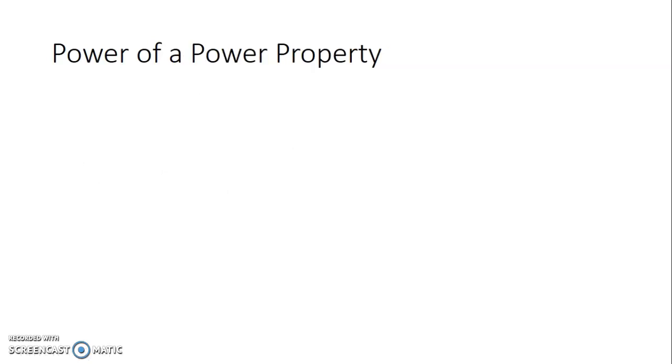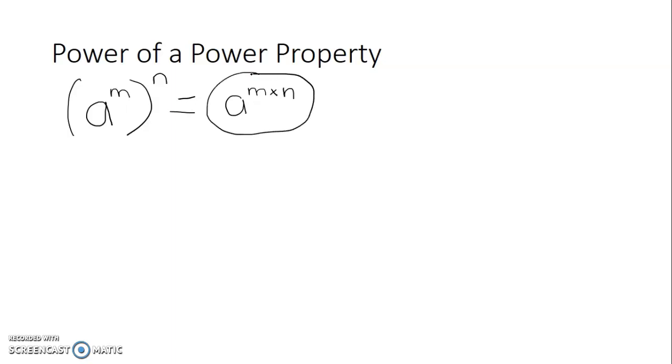Now the next property is the power of a power property. So basically that property says that if you have a base, a, to the m power, in parentheses, and then you're raising it to an exponent, n, well, to solve this, we have a, and then we can multiply the 2 exponents, m times n. So if you have one base and an exponent, and then you're raising it to another exponent, then you can just keep the base and multiply the exponents.